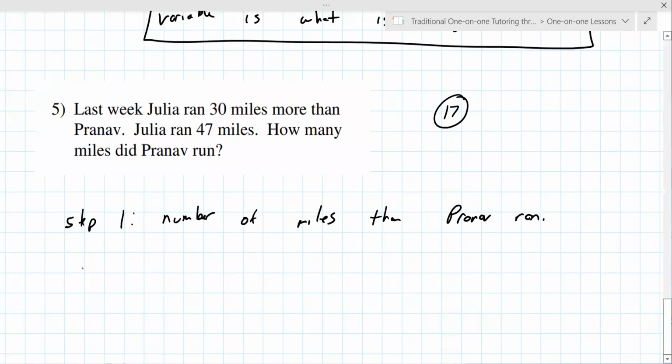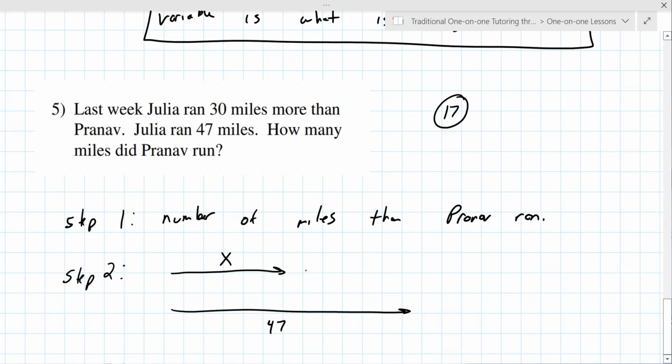Okay. So what's your picture going to be here? You could do an arrow with 47 and then another arrow with blank. So X maybe for Pranav. Yeah, and you might want to indicate P for Pranav and Julia. I'd even indicate the distance between them is 30. That's all good.